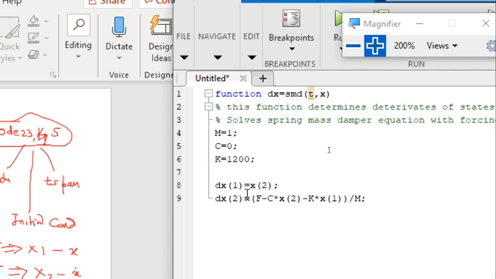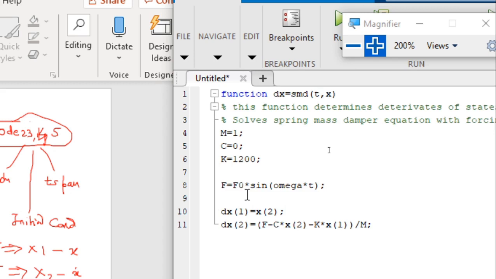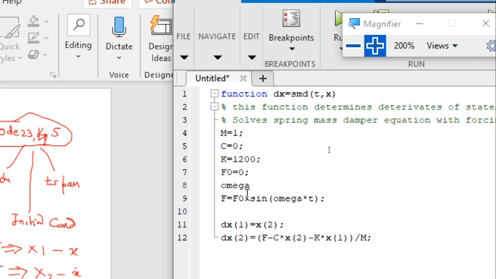And then what is this F? F is a forcing function. Normally when we do a vibration analysis, we carry out a harmonic analysis. I have to have an equation that is F0 into sine of omega into t. This is the harmonic function I'm going to provide. In this harmonic function, I need an F0, which I'll initially put as 0. Then I will put an omega, maybe one radian per second. So this way we create a function.